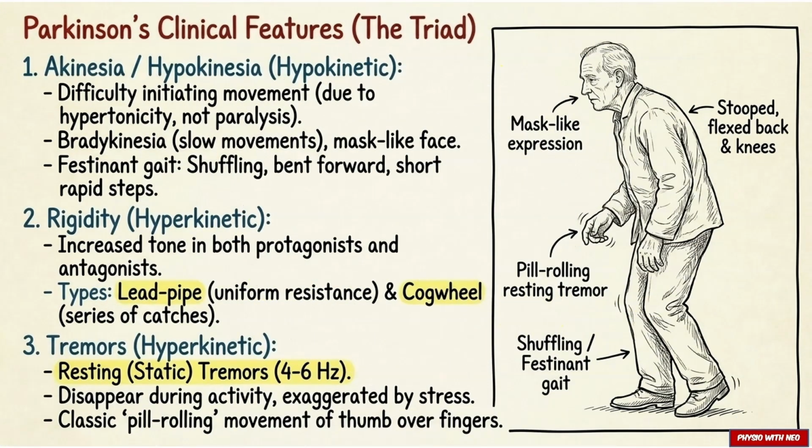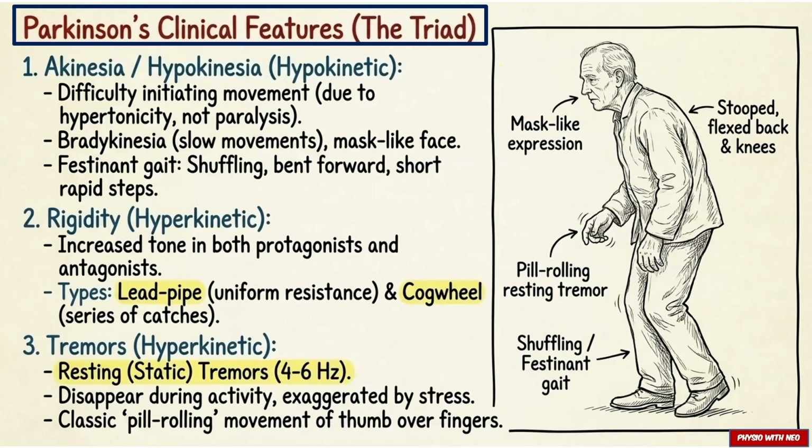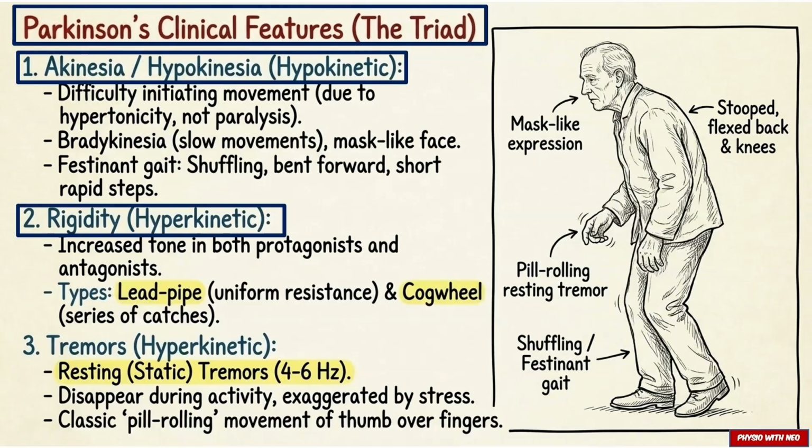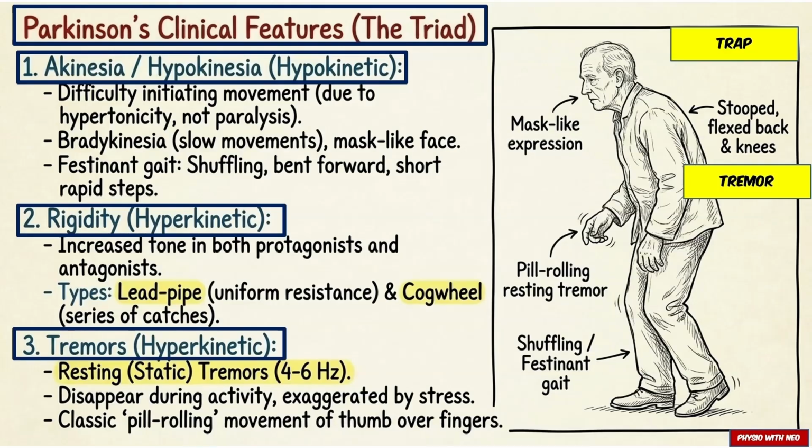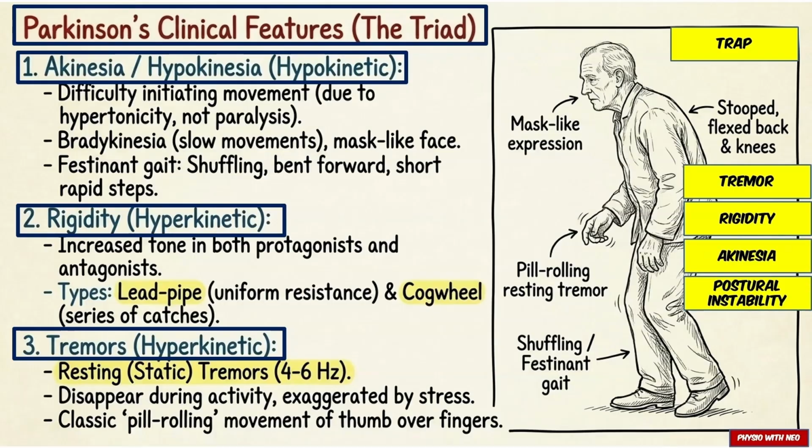The symptoms of Parkinson disease become easy if you understand one principle. The patient simply cannot move normally. The four classical features are akinesia, hypokinesia, rigidity, tremor, and postural instability. These are frequently remembered using the word TRAP, that is tremor, rigidity, akinesia, and postural instability. Let's see each in detail.